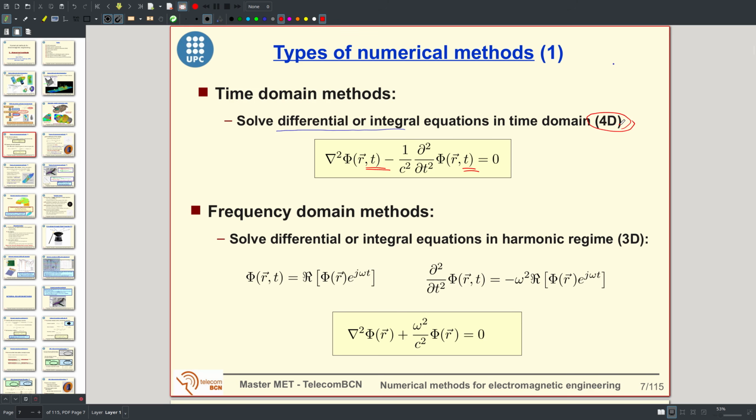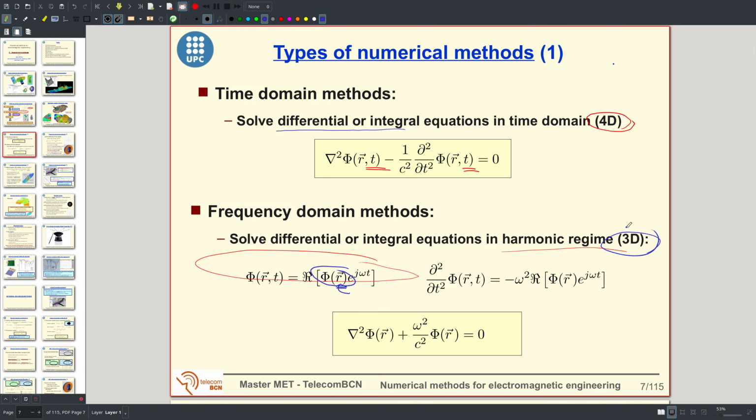On the other hand, you also have frequency domain methods. In frequency domain methods, you assume harmonic regime, that is the time harmonic variation using phasors. The phasors, like this scalar potential here, depend only on space, so they depend on the 3 variables of space, x, y, z, and not on time, because it's like in a Fourier transform where you replace the time variable by the frequency variable.